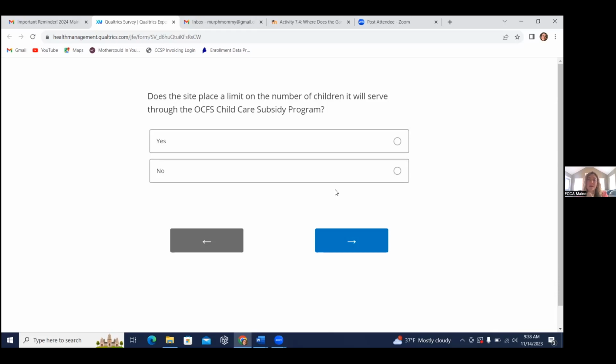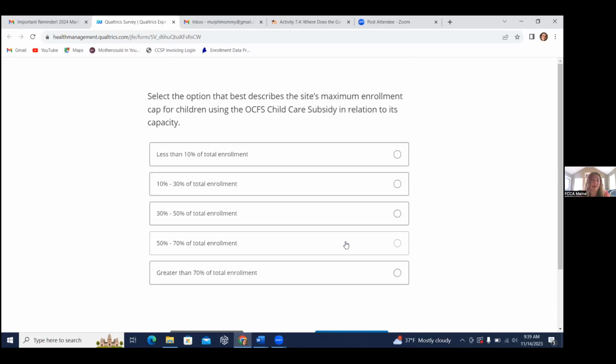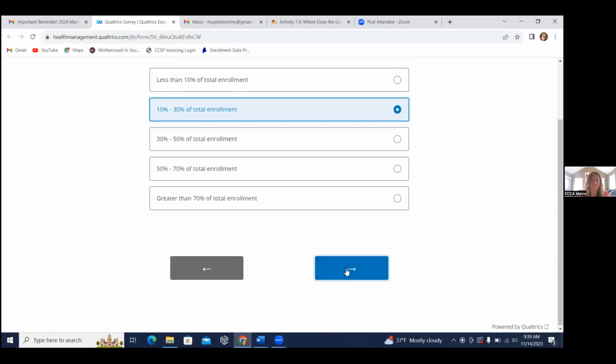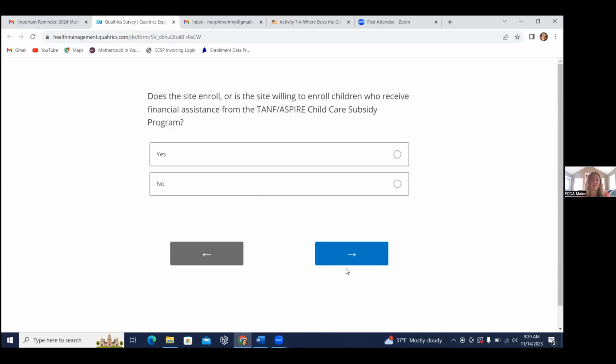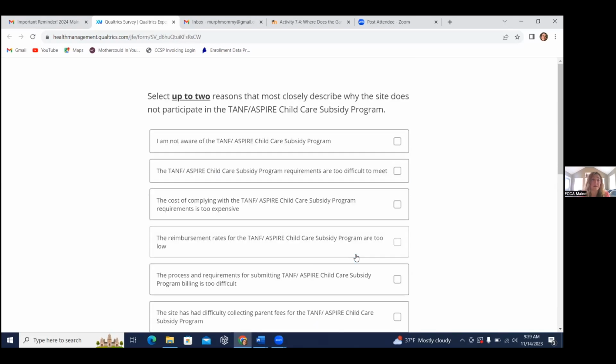In the last survey we did, I think we said that this site does not place a limit. So we're going to say this site places a limit, and we do 10 to 30% of total enrollment for subsidy. We're going to say no for the Aspire because we said yes in the last survey, and see what that does. Select 2 reasons.